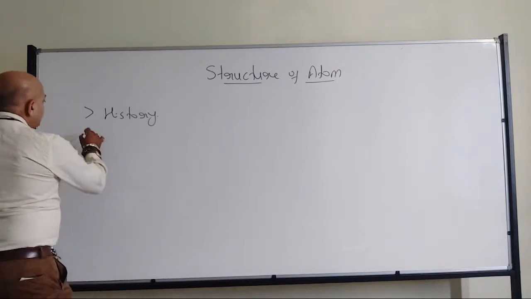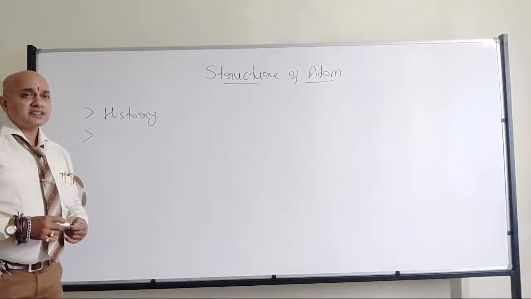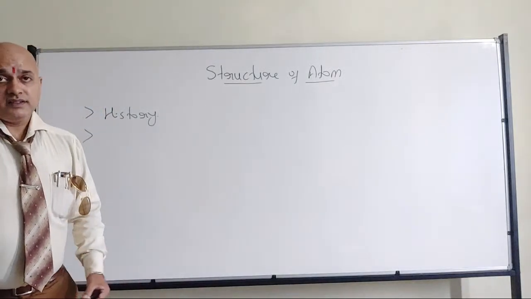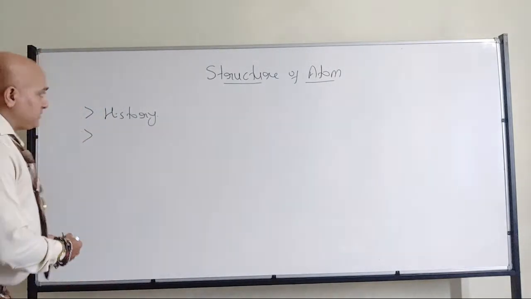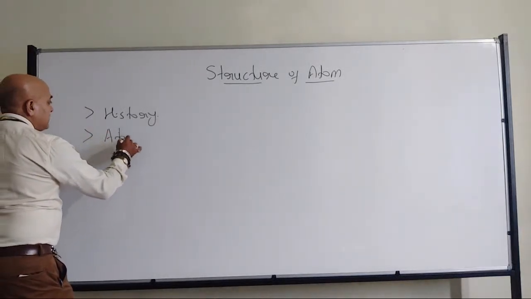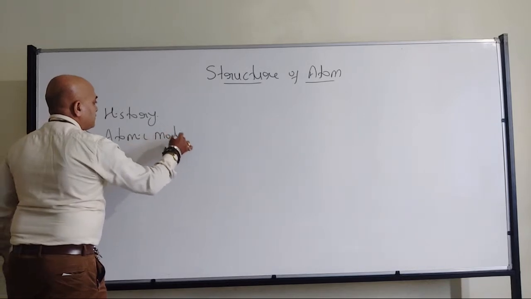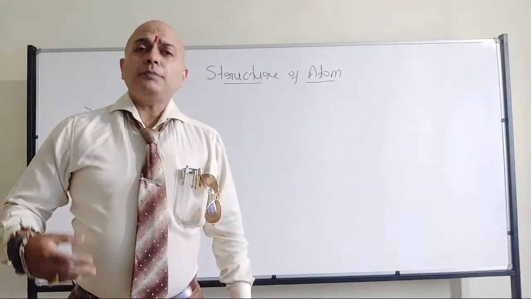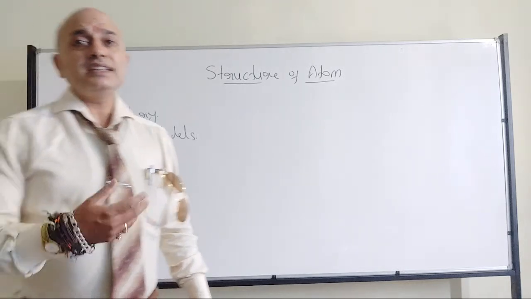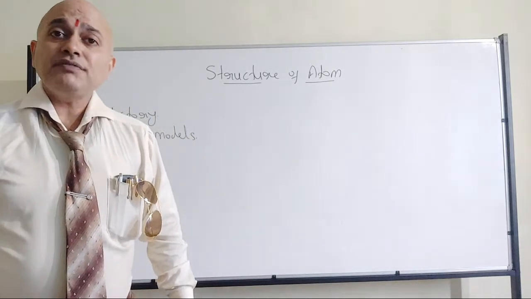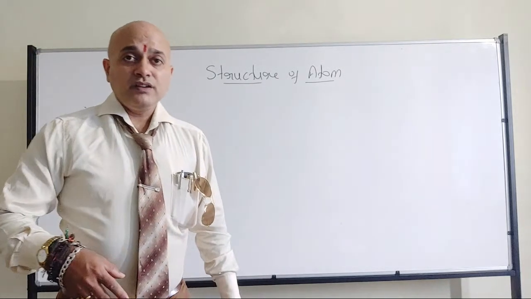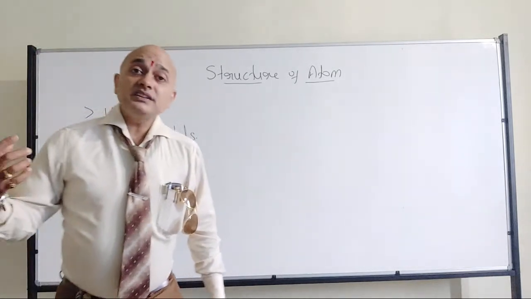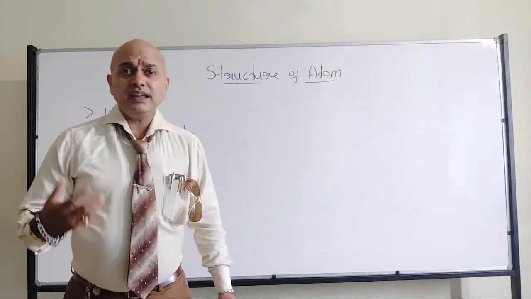Then, once they had discovered electron, proton, neutron and all, models were proposed for the structure of atoms. So next we are going to discuss the atomic models. There are many atomic models, and some of them we will discuss in this topic. Along with that we discuss merits and demerits: what is the advantage, the positive point in that atomic model, and what is the disadvantage or demerit of that atomic model.